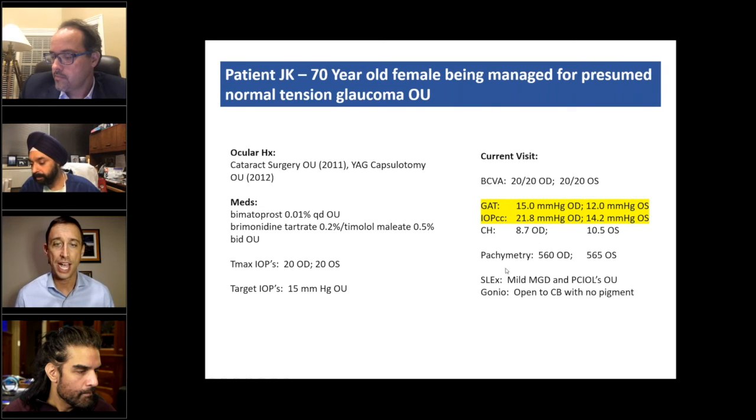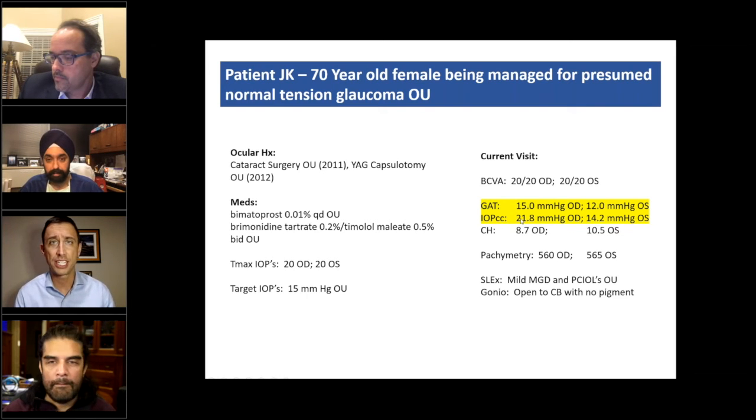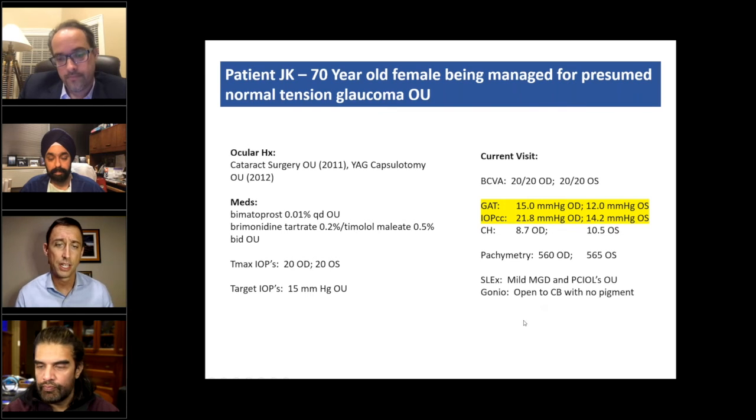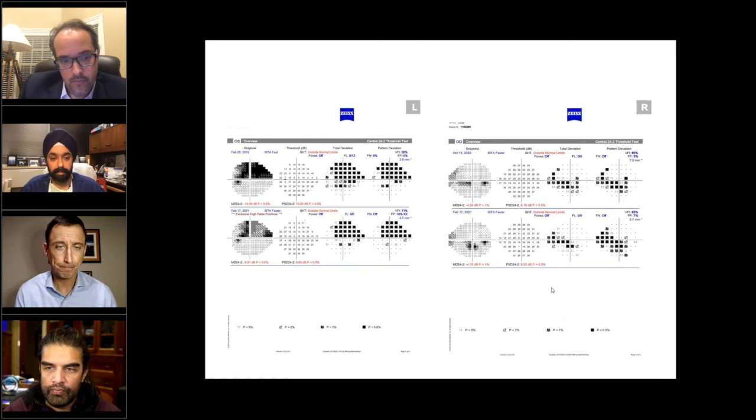I got 15 in the right eye and 12 in the left eye, and then with the Ocular Response Analyzer spitting out some other really nice information, the IOPcc was reading 21.8 in that right eye, 14.2 in the left eye, and then you can see the hysteresis as well, 8.7 in the right, 10.5 in the left. Pachymetry normal, maybe on the thicker side, and then everything else really pretty normal in this patient. We can go to the next slide.